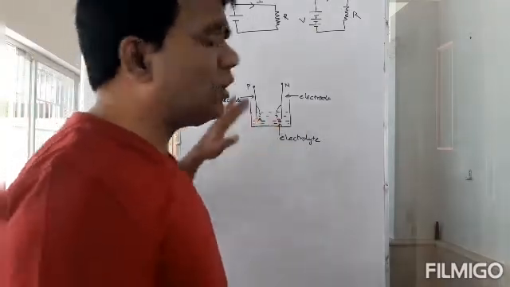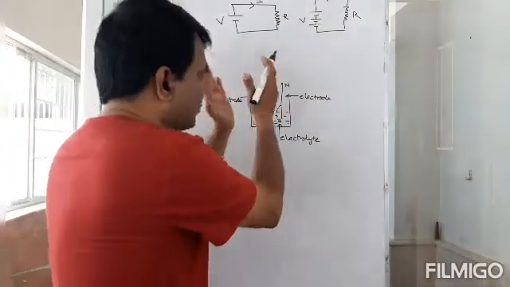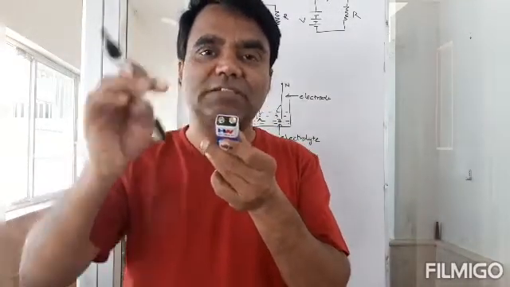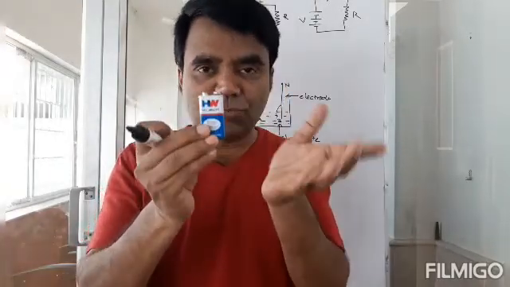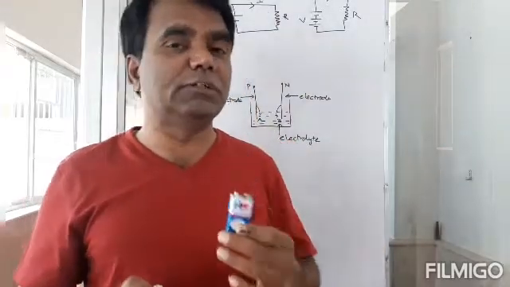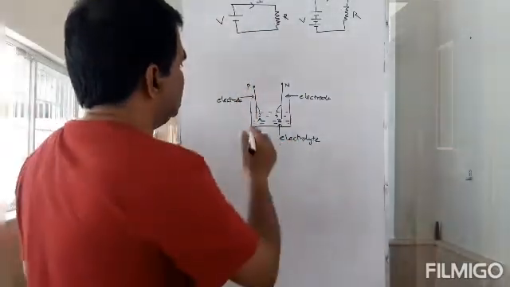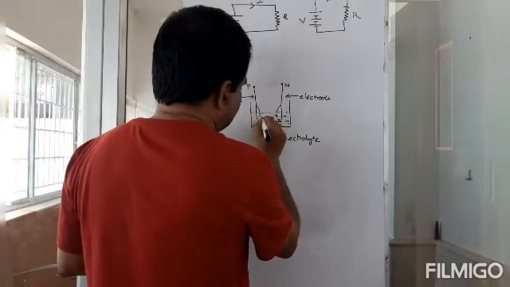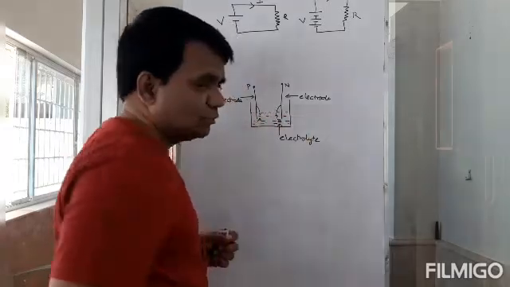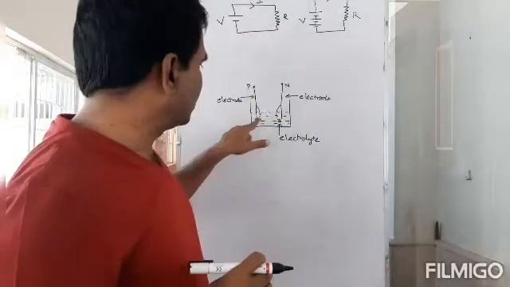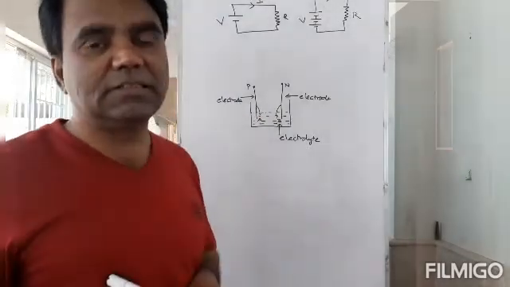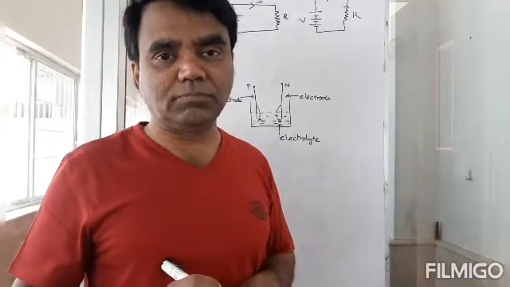When no current is flowing through the cell like this, it's open now. I have a positive terminal here, and this is a negative terminal. When no current is flowing through it, because I have not connected anything to it, right? So there is no current flowing through it. When no current is flowing through it, the potential of this electrolyte will be the same throughout. Whatever potential A is in, B will also be at the same potential.